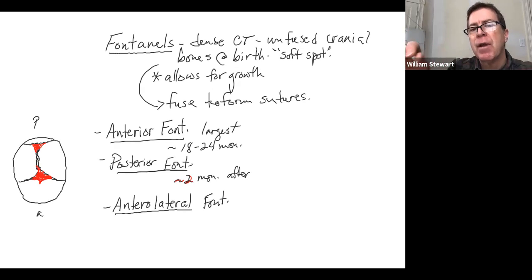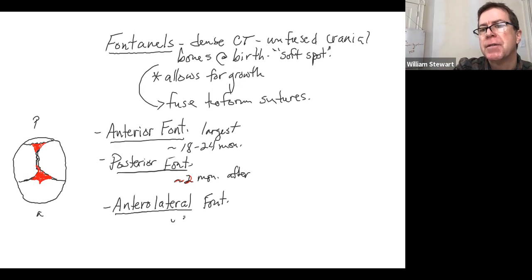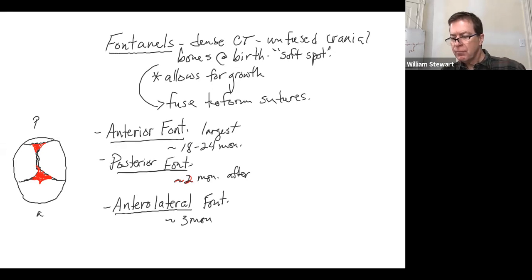You can see specific pictures at the end of chapter 7 in your book. It has a very irregular shape at birth, and it usually closes at about 3 months after birth. And finally, the posterolateral, this is the last one.